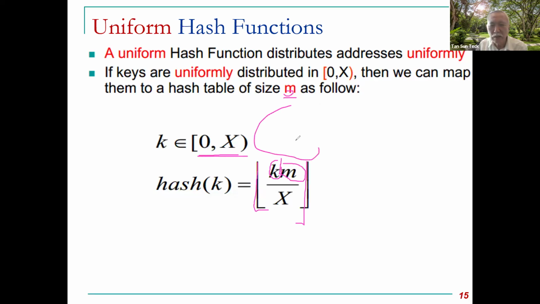The mouse is not a good drawing tool. So the keys are uniformly distributed. We are saying that if you use this method, then you are going to get hash values that are uniformly distributed in the table also. So this is good if we have this condition satisfied.